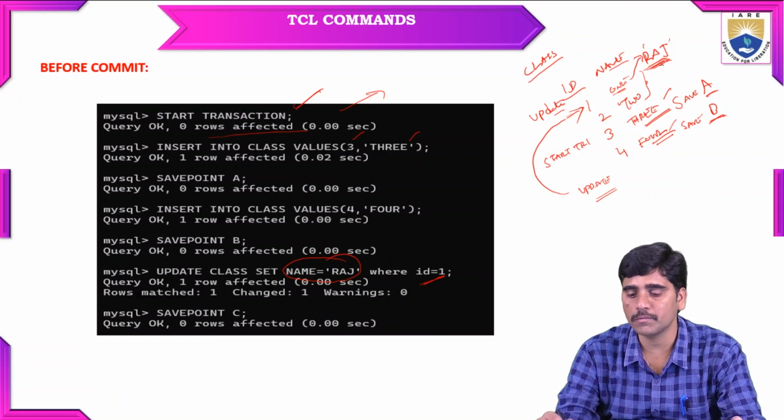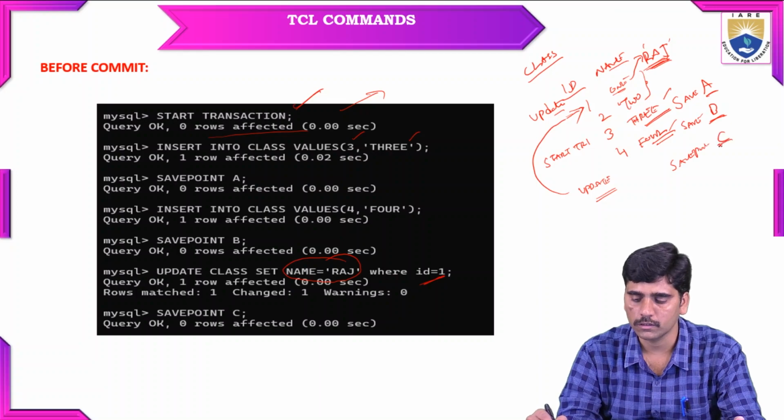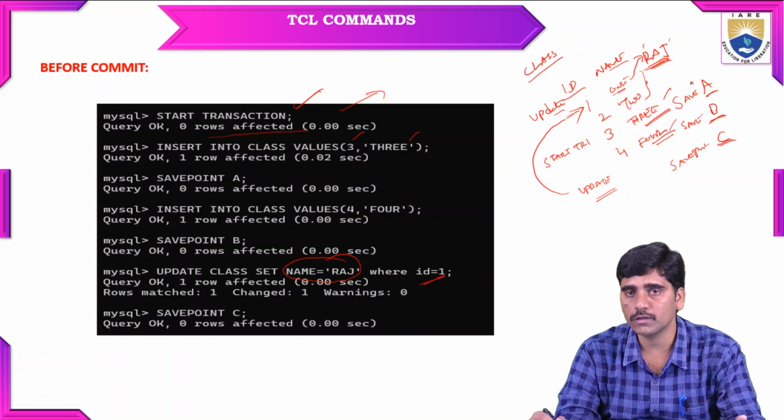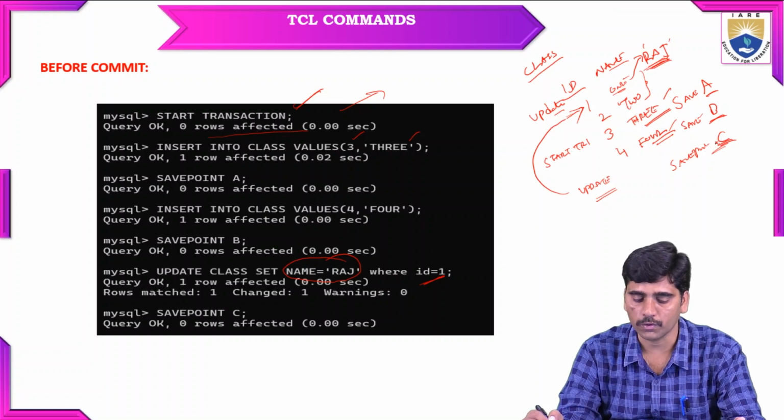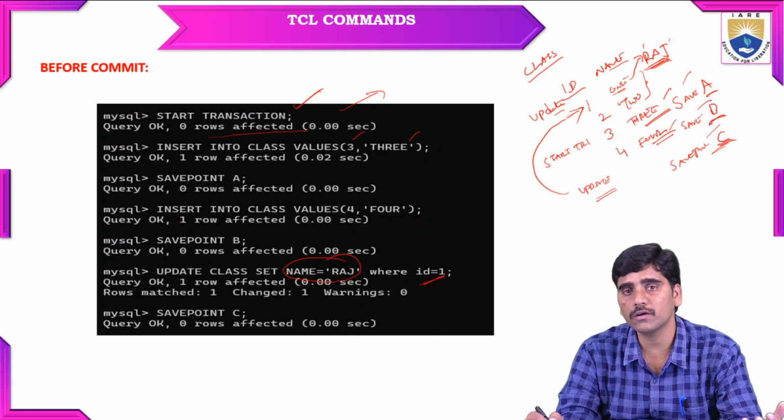After doing this update operation, I am creating a save point C. So one is for inserting the third value, one is for inserting the fourth value, and one is for updating the value whose ID equals to 1 as Raj. So for that I am creating save point C. Now if you want to roll back the data before A, before B, before C, you can roll back, because we have not committed till now. We have not performed any commit operation till now.